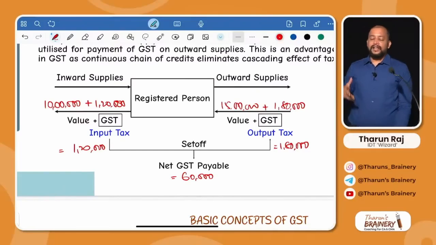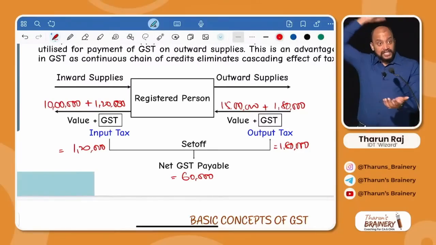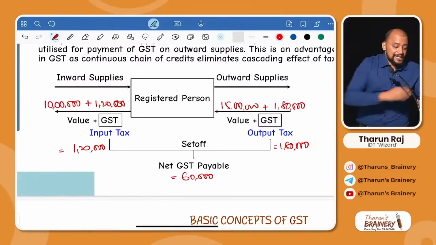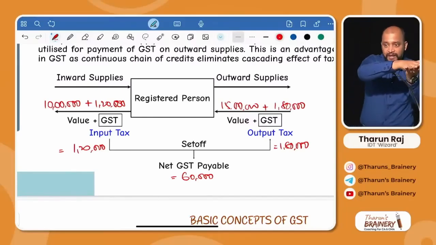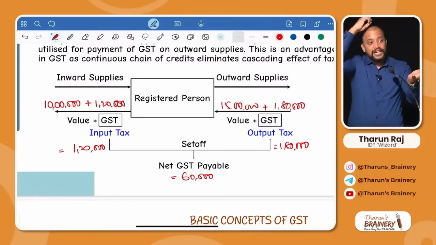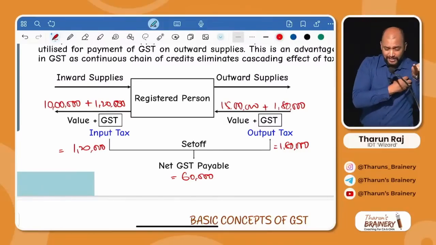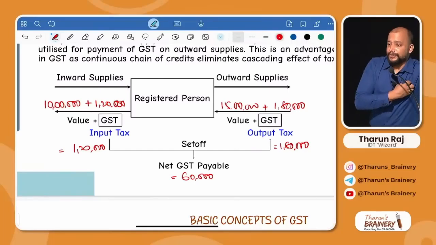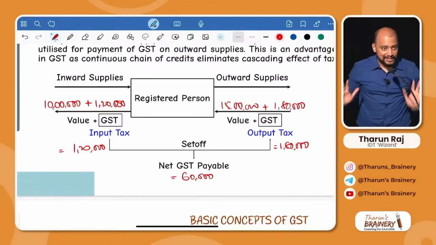Is it clear? So basically what happens is that this 1,80,000 I am collecting from my customer. Out of that 1,80,000, 1,20,000 already what I paid at the time of purchase, I recover. So what is the balance left with me? Carefully listen. I got 1,80,000 from my customer. In that 1,20,000 already paid at the time of purchase, I recovered. What is the leftover balance with me? 60,000. That 60,000 I paid to the government. You understood or not? So this is about the concept of input tax credit.